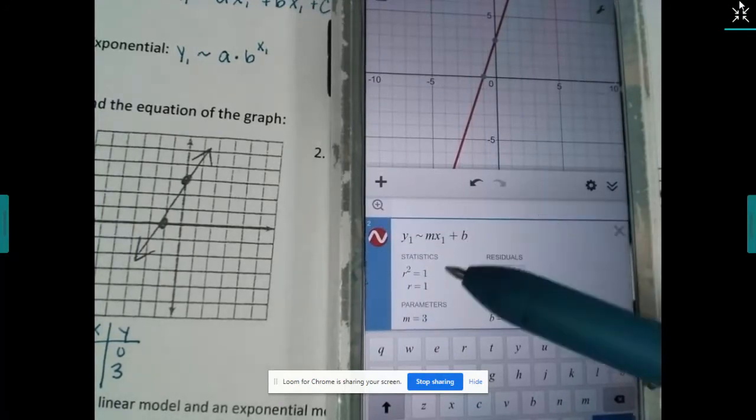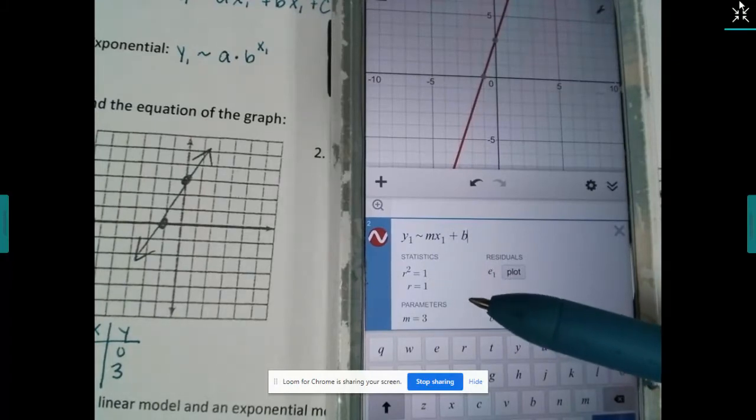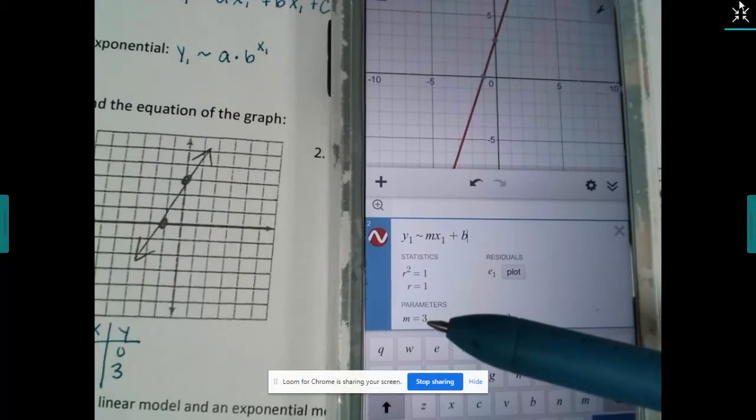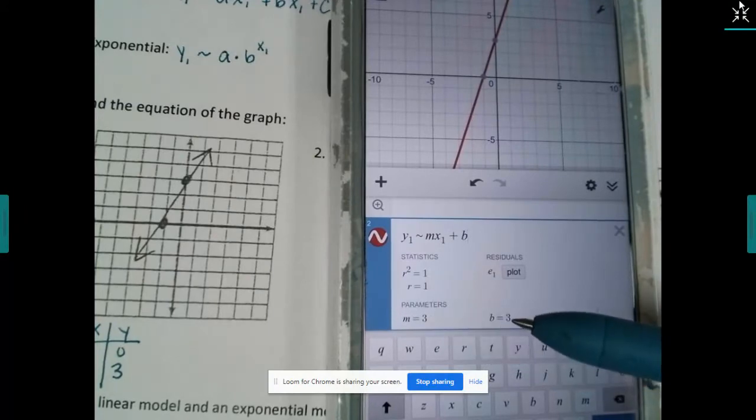We can see here we've got our r squared value is 1. So again, it matches 100%. It is a perfect fit. And then you can see your parameters. It tells you that m is 3 and b is also 3.